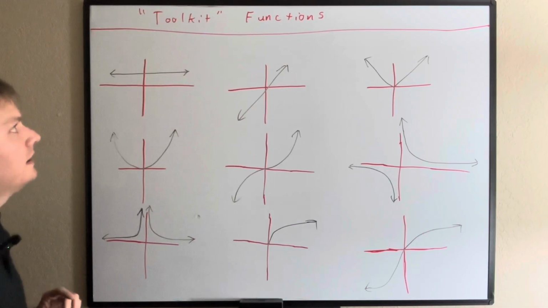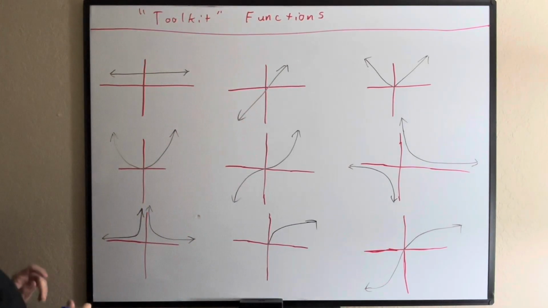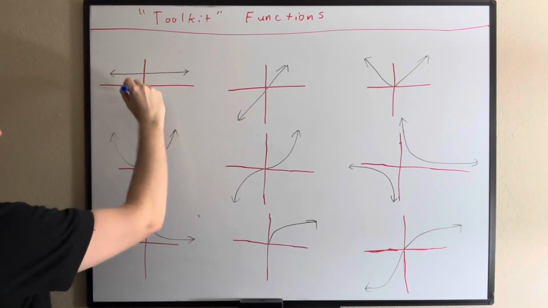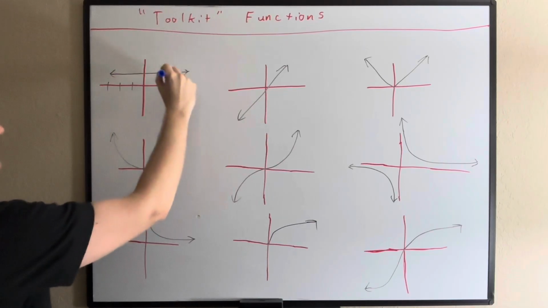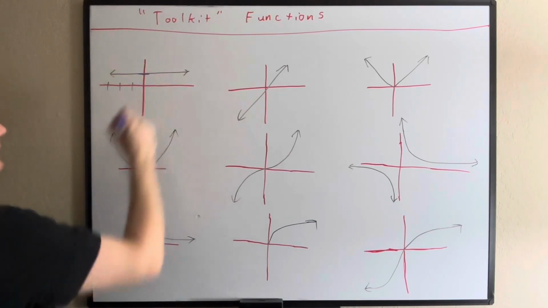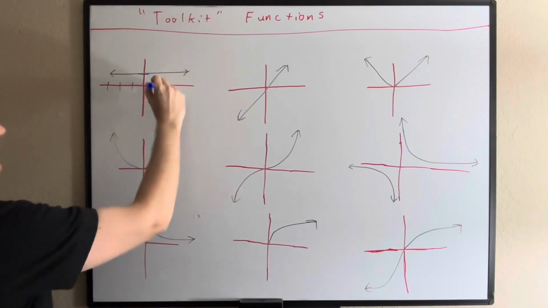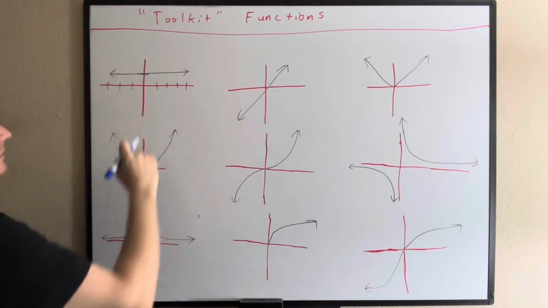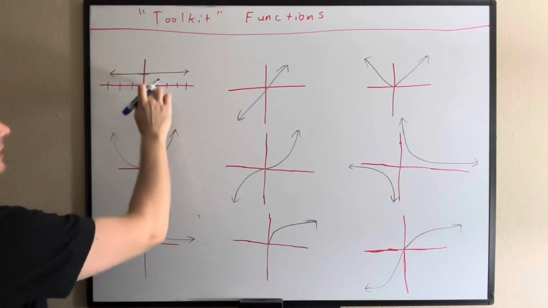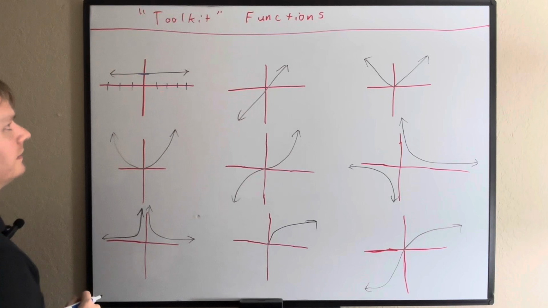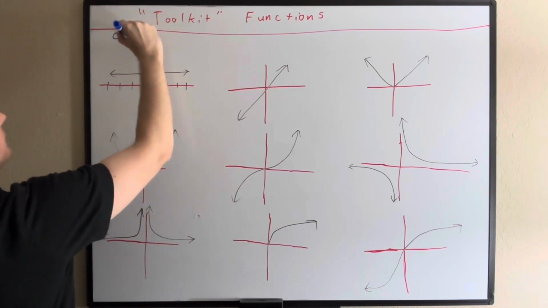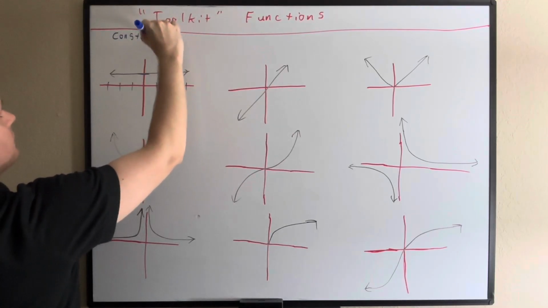Okay? So first off, let's look at this one. Just a straight horizontal line. That means that no matter what the input is, you're always getting the same output. Same output every time. Go out to infinity, output is going to be 1. It's a positive number, we know that, because it's not on the x-axis itself. That is called a constant function.